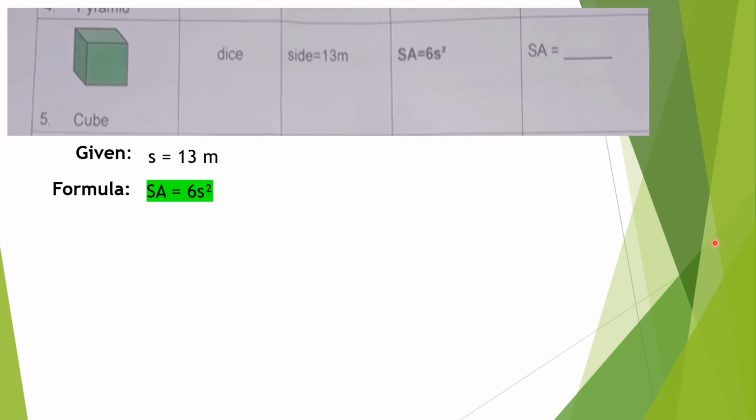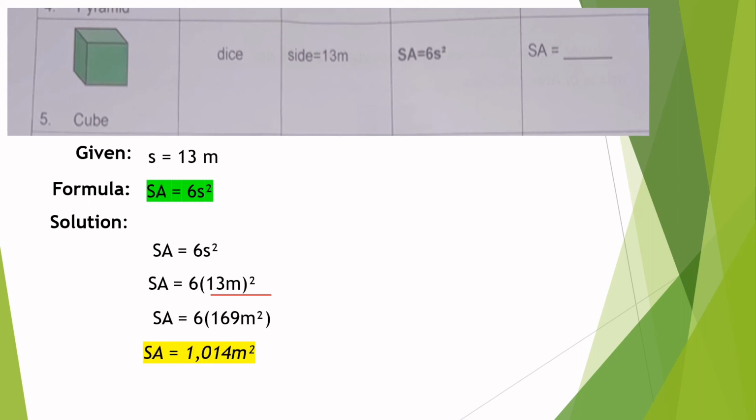And for our solution, first copy the formula as our guide and then substitute the given. Therefore, we have now SA is equal to, copy the constant 6 and then change the variable with the given. So S is equal to 13 meter and then squared. First, we need to square 13 by applying PEMDAS or order of operation. So we have now SA is equal to 6 times 13 squared is 169 and then M squared. And multiplying 6 times 169 M squared, we have now SA is equal to 1,014 meter squared.